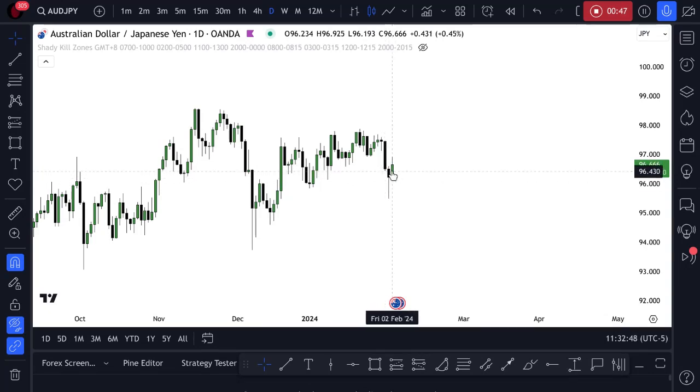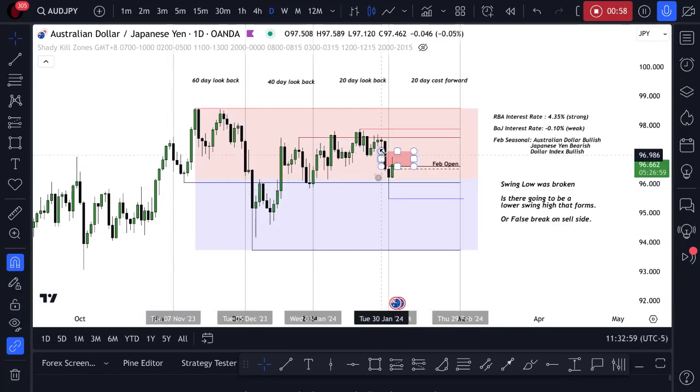This swing low formation could be the swing low that leads this pair to continue trending higher for the rest of the month. Though we do have this hurdle in front of us, we have that PD array right here. We could potentially be seeing a lower swing high forming here and then price drops off.